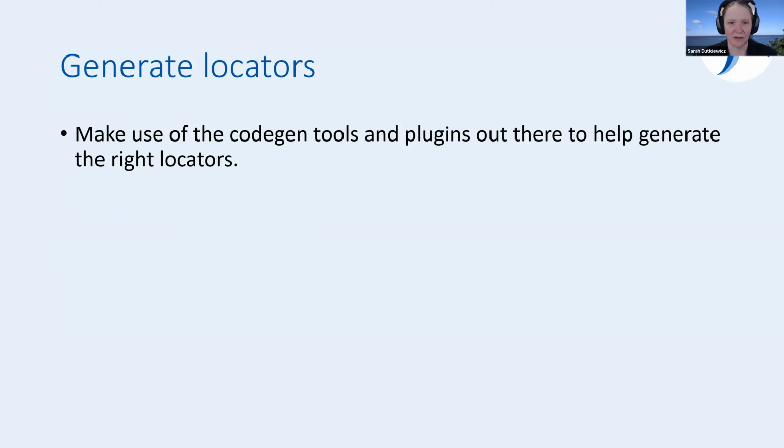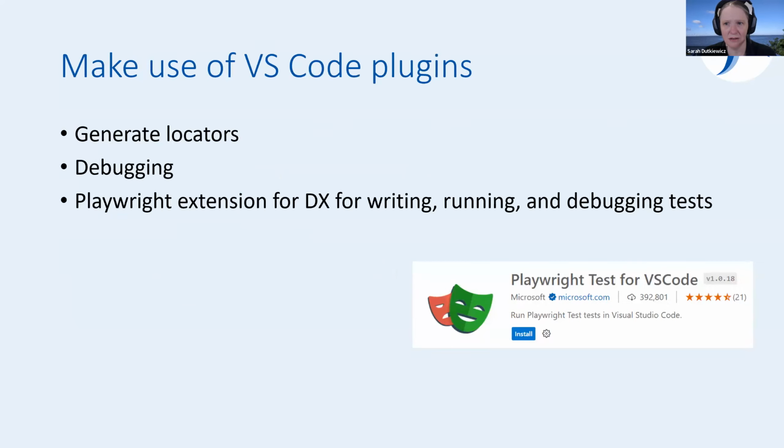Again, use the Codegen tools, and there are also plugins out there that can help you with generating those locators. If you're using Visual Studio Code, there are plugins for it as well. The demos you saw me do today, I was running in Visual Studio by itself, but you can run these in Visual Studio Code.